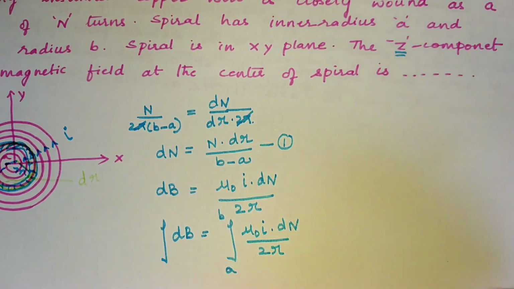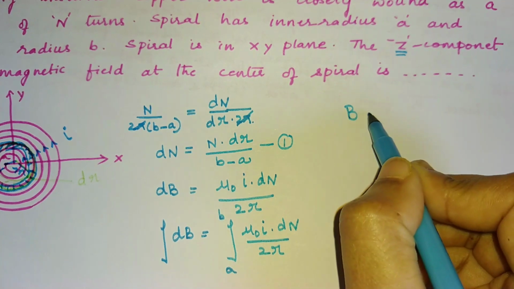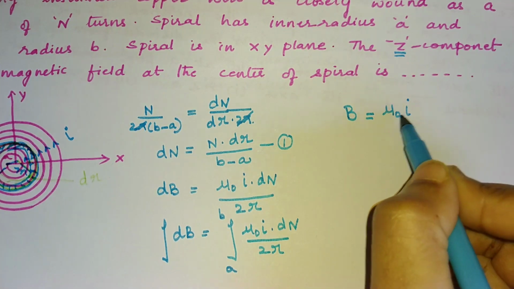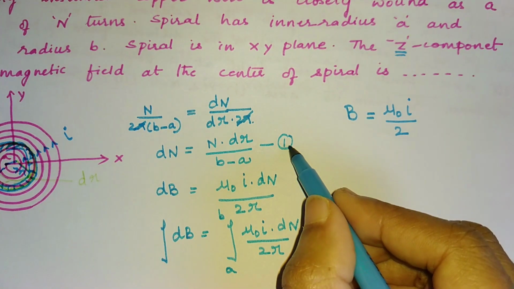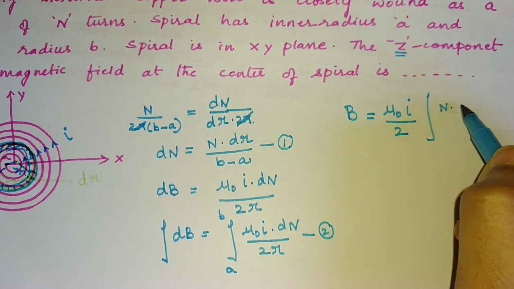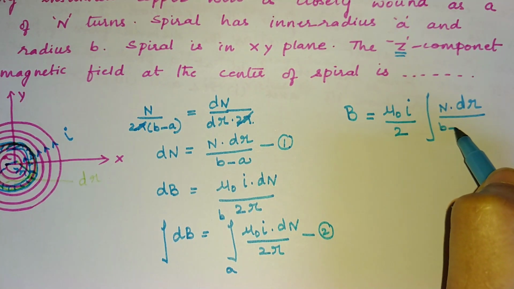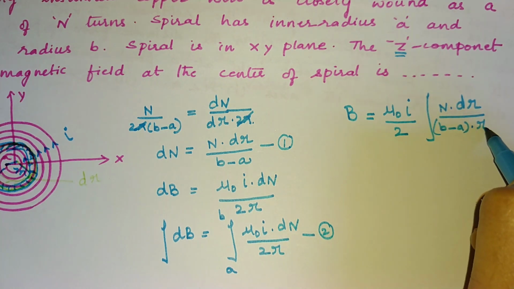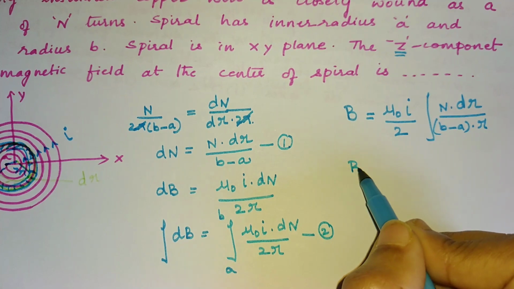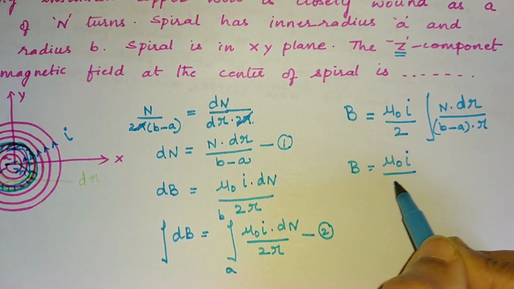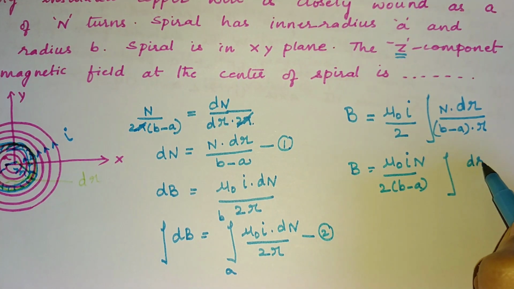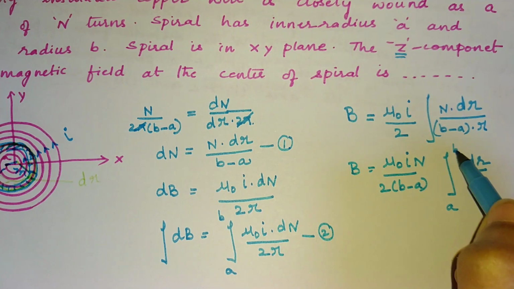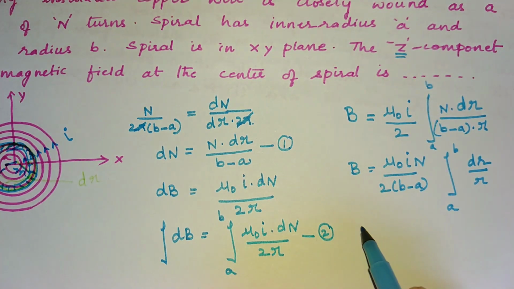Now integrate the relation. Integral of dB will give you the net magnetic field. Mu naught is constant, I is constant, 2 also comes out. I will replace this dN from equation 1 as integral of N into dr by b minus a into small r. N is also constant, b minus a is also constant. Remove it outside the integral. 2 into b minus a into capital N comes out. It's integral of dr by r. What are the limits? A to b. And we know integral of 1 by r into dr is log r.